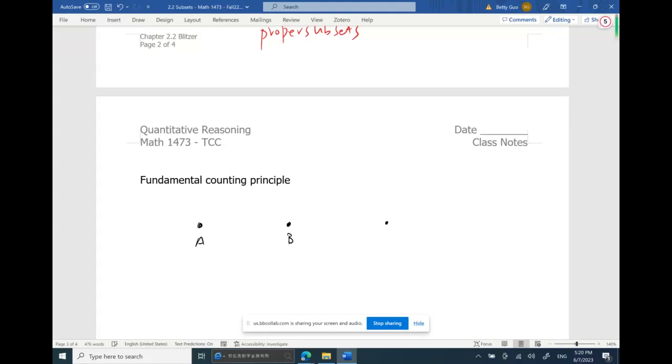Let's say we have 3 locations A, B, C, and your task here is to drive from A to C, passing through B. Suppose from A to B we have 2 routes. From B to C we have 3 different routes. Now how many different routes do you have from A to C passing through B? Please don't tell me 5.